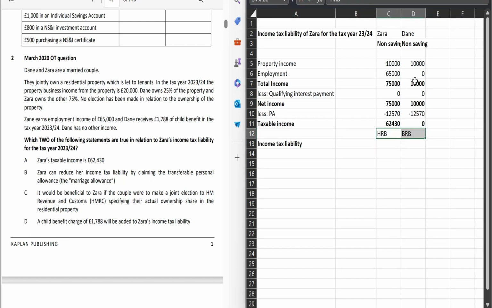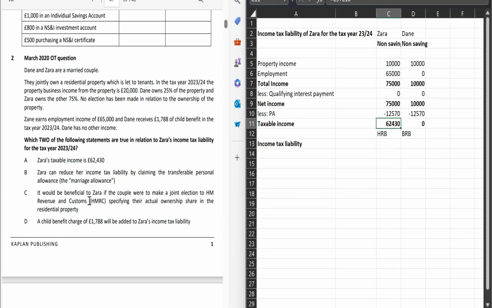Okay. So now for the marriage allowance, both the spouses should be basic rate taxpayers, as I said earlier. So it means Jara cannot reduce her income tax liability by claiming the transfer of personal allowance, the so-called marriage allowance. Why? Because Jara is a higher rate taxpayer, and to claim a marriage allowance, both should be basic rate taxpayers, right? So option B is incorrect.